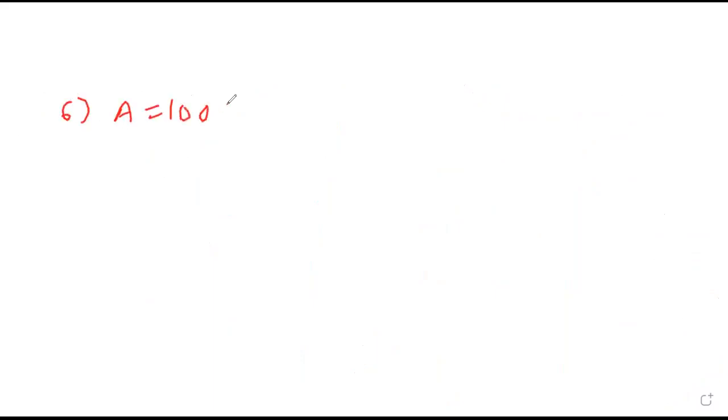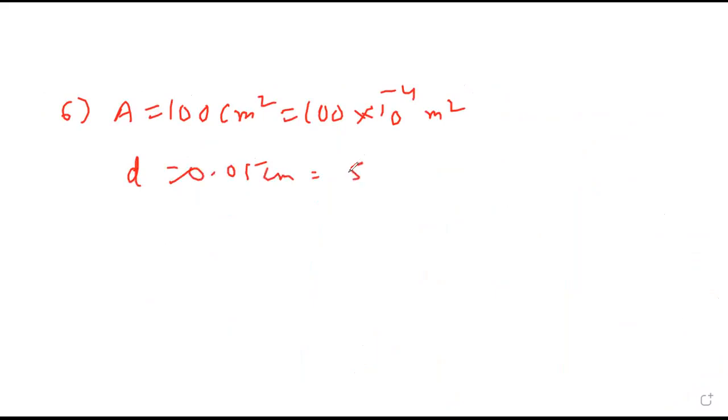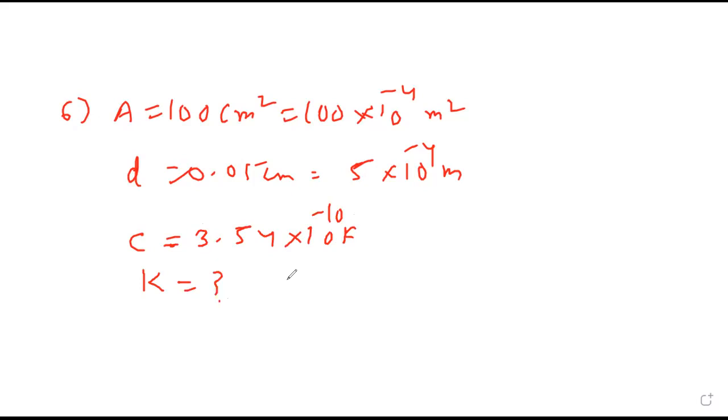Area of plate is 100 centimeter square, which is 100 into 10 raised to minus 4 meter square. Distance is 0.05 centimeter, 5 into 10 raised to minus 4 meter. When it is filled with a dielectric, capacitance becomes 3.54 into 10 raised to minus 10 farad. Find the dielectric constant K. Formula is A K epsilon 0 by D. Solve this.